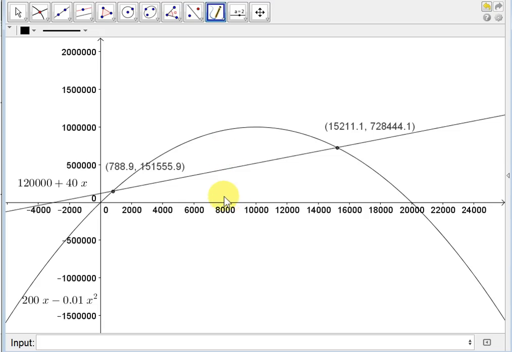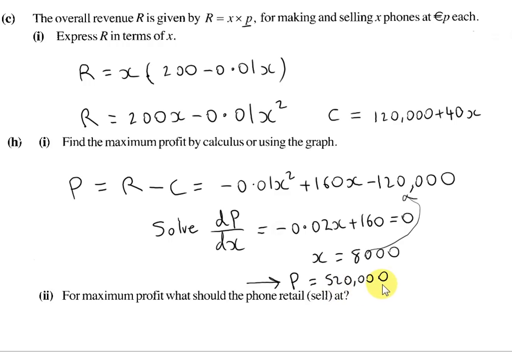So we see that when x is 8,000, we have a maximum profit. The revenue at 8,000 is this point here. The cost at 8,000 is this point here. And if we take this value and subtract this value, we get the length of this line here. This line here is the longest such line in this shaded region. Its length is 520,000. So for maximum profit, x is 8,000.